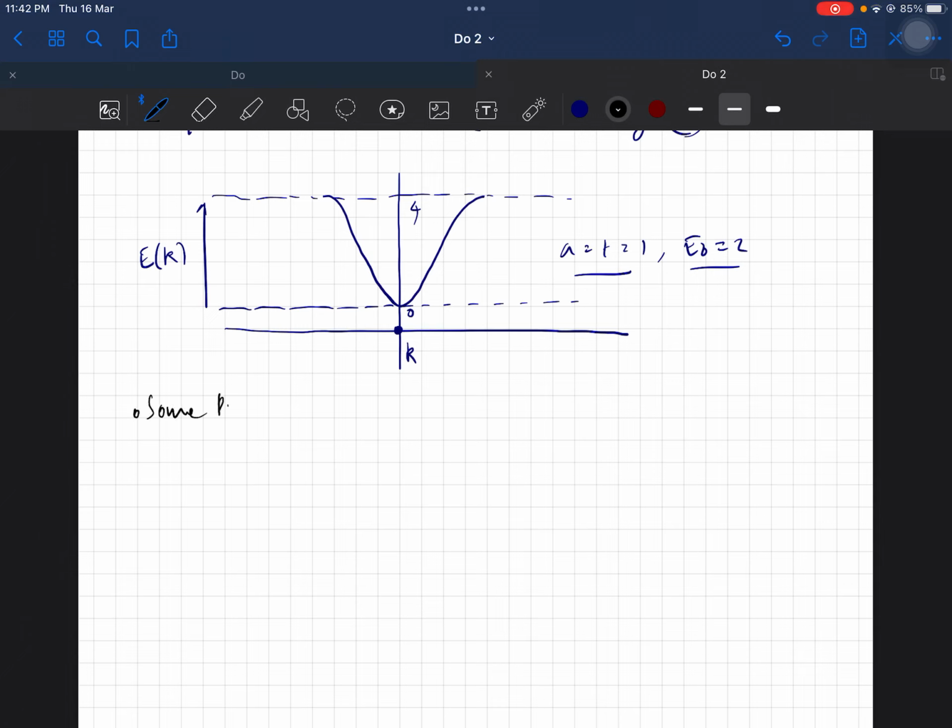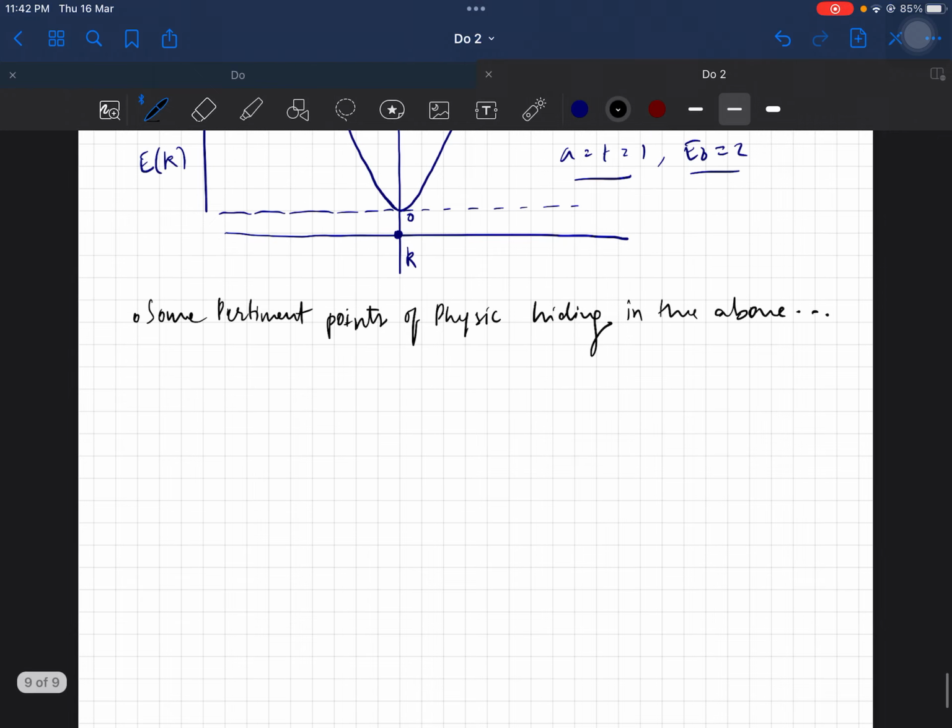Okay, some pertinent points of physics hiding in the above.